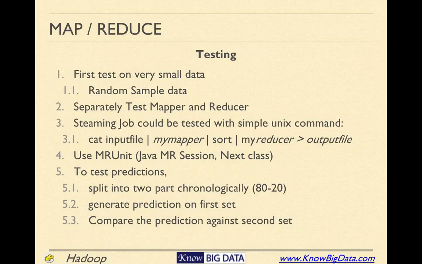The streaming job can be tested in a very simple manner. You can basically test it offline without talking to Hadoop MapReduce. For example, I've written cat input file, pipe the data to my mapper, then sort, and then execute the reducer script. And whatever is the result, you save it in a file. So basically, this command summarizes what each mapper and reducer do and what Hadoop does in case of Hadoop streaming.